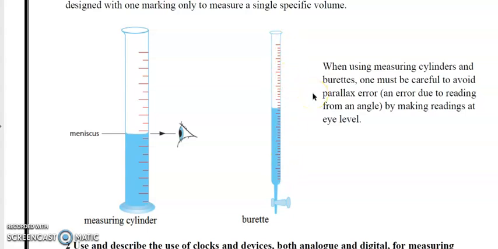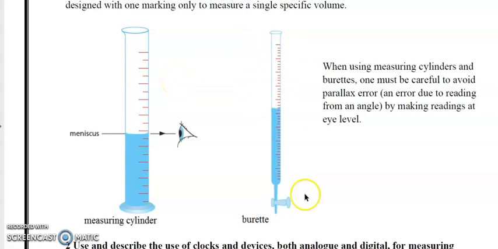The other thing that you need to know is that if you are measuring a small volume, let's say 5 cubic centimeters or 7 cubic centimeters, you are better off using a smaller measuring cylinder, like a 10 cubic centimeter measuring cylinder to measure 7 cubic centimeters. Don't use a 25 cubic centimeter measuring cylinder because it will be much harder to go through those graduations. It's got smaller graduations, so it's less accurate.